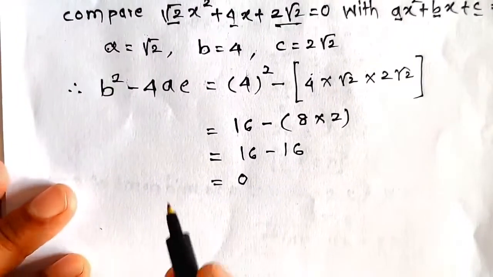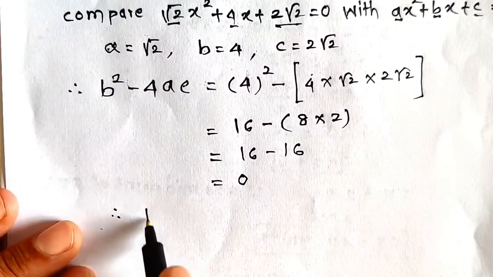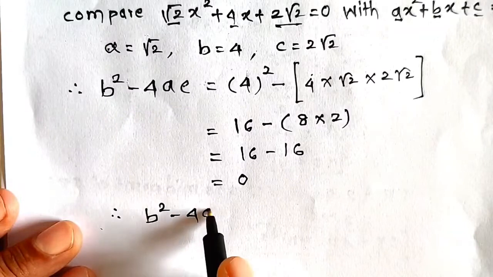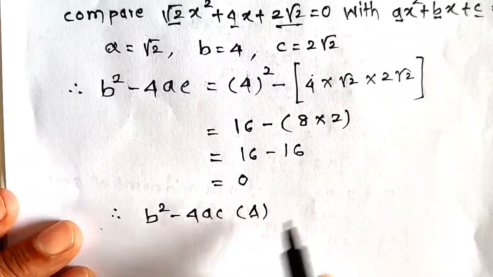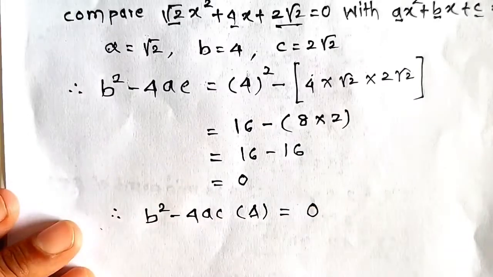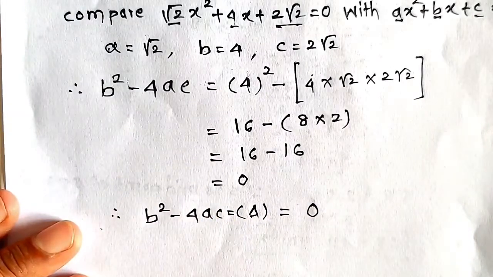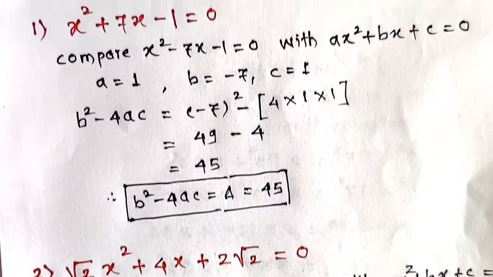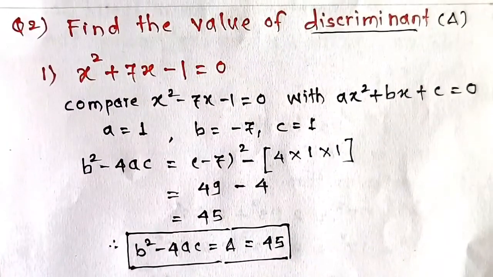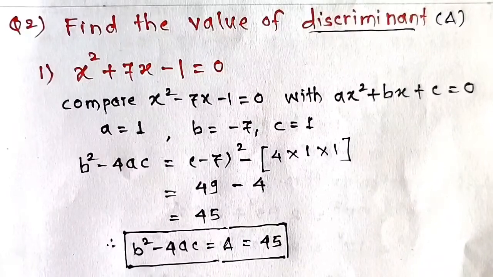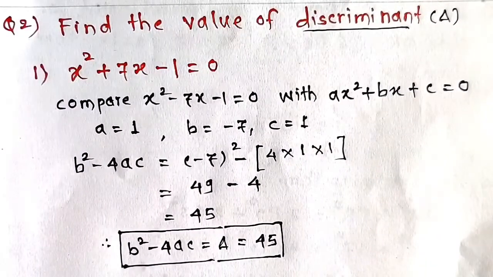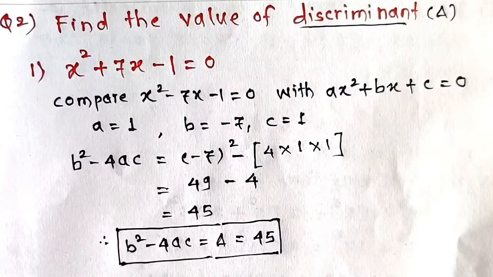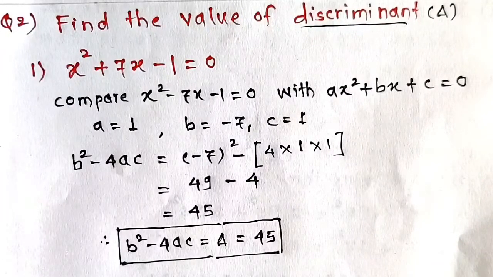That is equal to 0. So in this case we get the value of b square minus 4ac, that means delta, is equal to 0. So in this way, in any example, we can find the value of the discriminant. So this is question number 2, find the value of the discriminant. I think you got the idea about how to find the value of b square minus 4ac. Now let us see the next part.